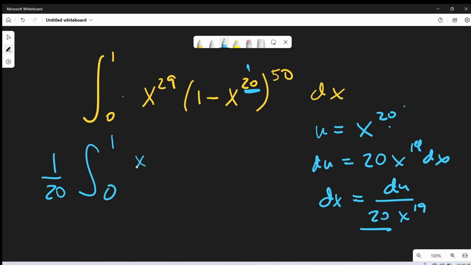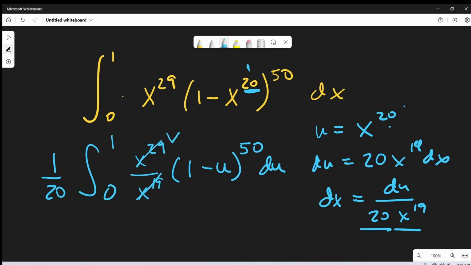I'm going to leave this in terms of x for the substitution, but I'm going to leave some x terms in, and we'll just deal with that later. And that's totally fine. We're going to have this x to the 19th over here. This is going to become 1 minus u with our substitution. 50 stays the same. We have our du. Now dividing here, we're going to have x to the 10th.